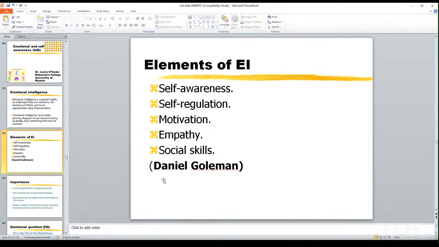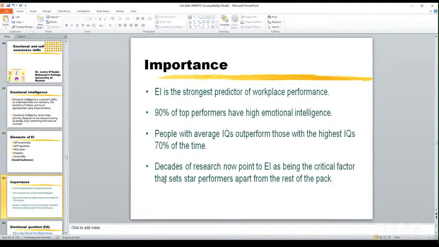Self-awareness, how much we know about ourselves. Self-regulation, how much we control ourselves. Motivation, how much we are motivated to do things. Empathy, there's a lot of difference between empathy, sympathy, and apathy. Empathy is the topmost layer of showing sympathy. Then social skills, how best we manage the social environment around us effectively. All these constitute elements of emotional intelligence.